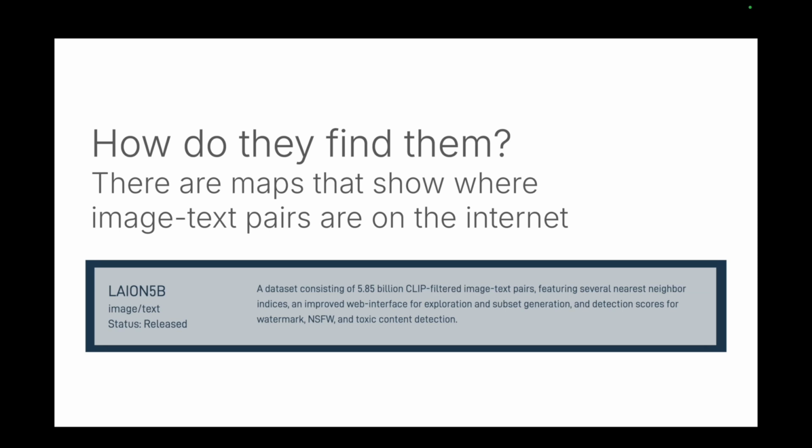In order to do this well, many, many, many images are needed. So where do they come from? They come from the internet. How do developers find them? There are actually maps on the internet that show where image text pairs are. So for one example, the largest example is the LAION-5B dataset, and it's not really a dataset. There's no data in the dataset except it's just a map. So it tells you links of where there are images and captions. So these are just maps of image text pairs all over the internet.